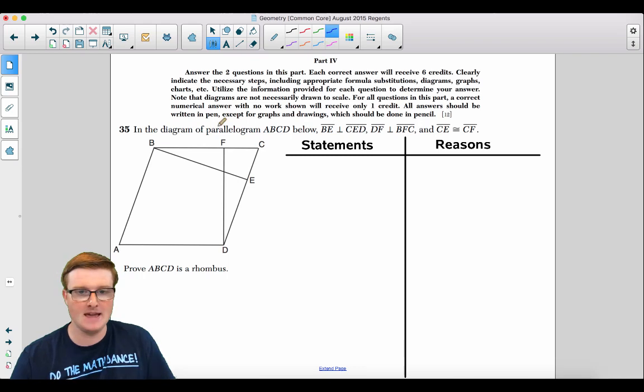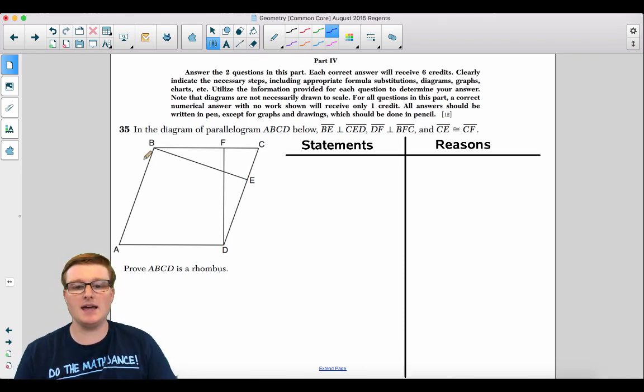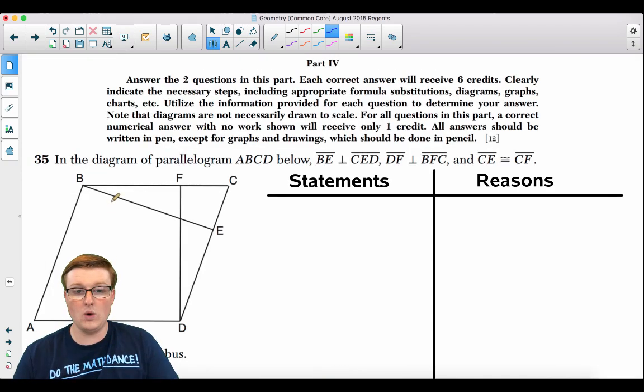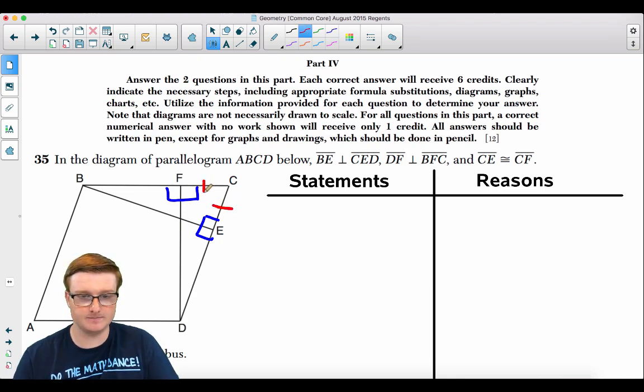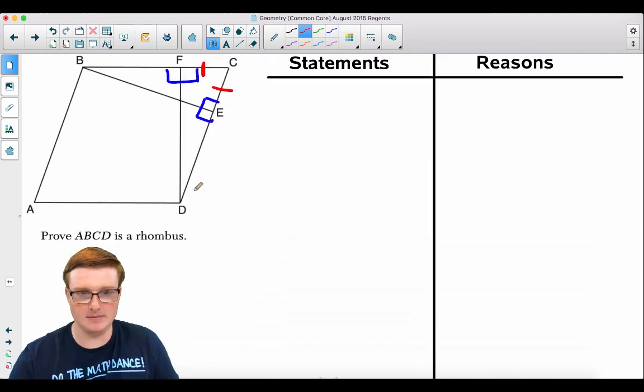And here's our plan. It says in the diagram below, parallelogram ABCD with BE being perpendicular to CED. Okay. And DF being perpendicular to BFC. And CE is congruent to CF. Prove that ABCD is a rhombus.